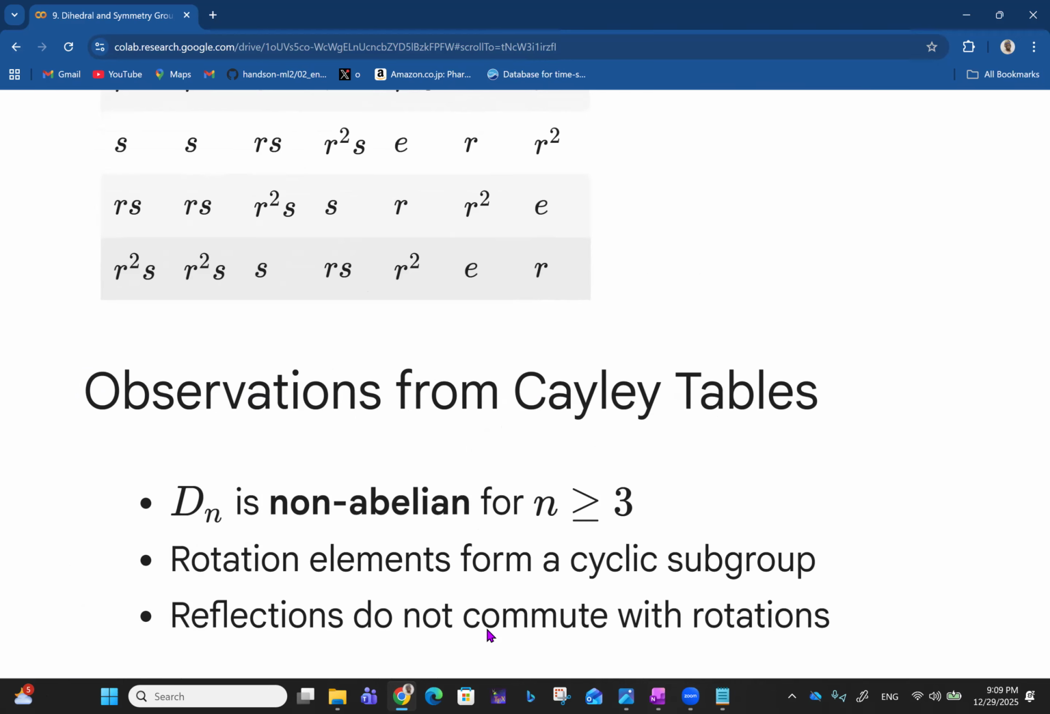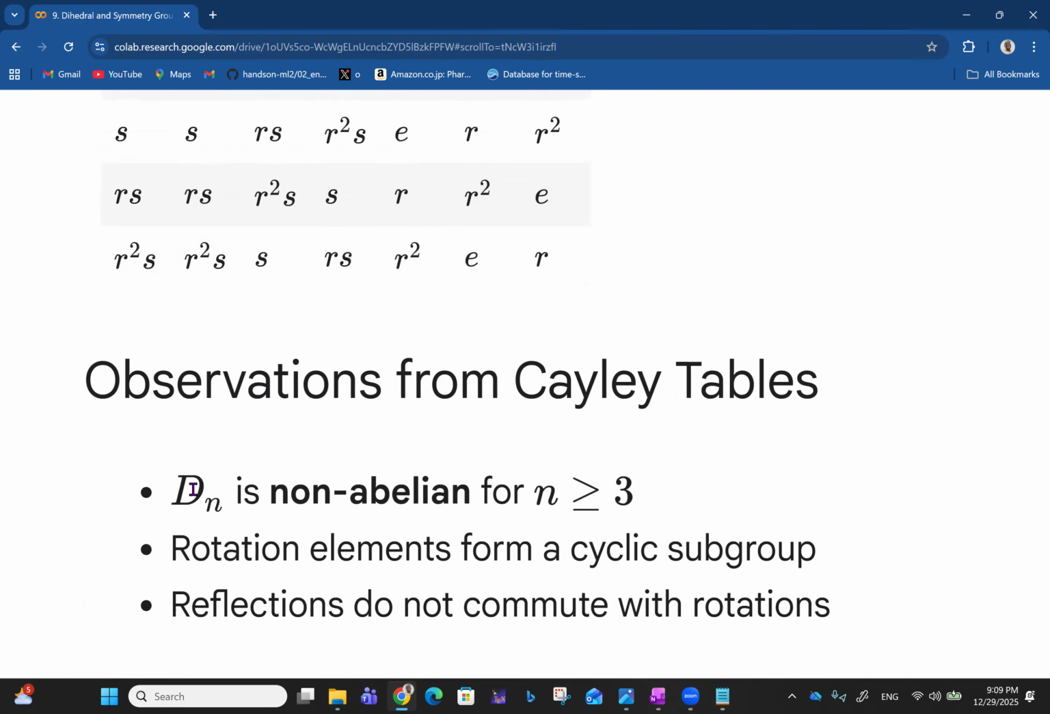So, observations from Cayley tables. Now, you discover that the dihedral group Dn is non-abelian for n greater than or equal to 3. So, for n greater than or equal to 3, the dihedral group is non-abelian. It means that if you multiply, it's not abelian in short. The idea of abelian is if you do AB, it's not the same thing as BA, basically.